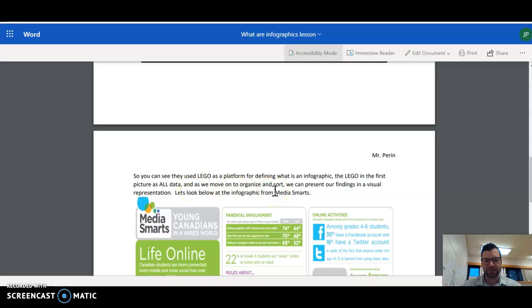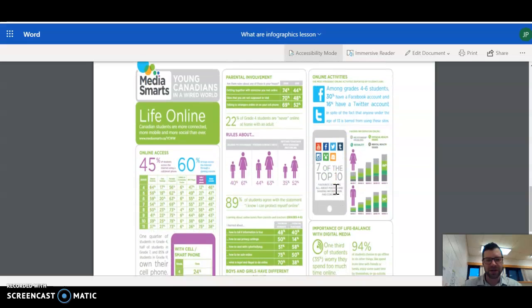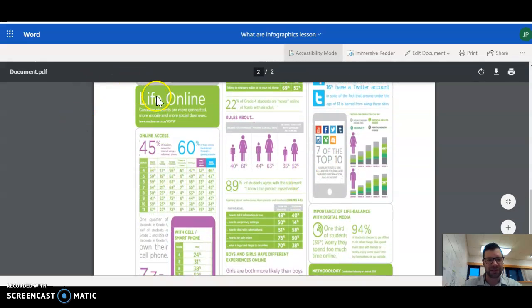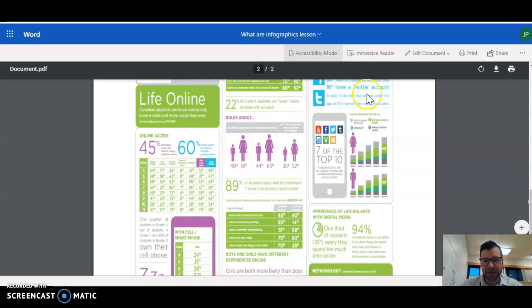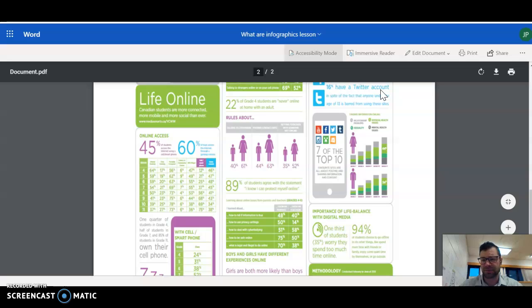Let's look at the infographic below from MediaSmarts. Young Canadians in a Wired World, Life Online. Canadian students are more connected, more mobile, and more social than ever. So you can see the different ways that the information is presented. We have people here, like little silhouettes of people. I'm going to try and maybe zoom this in. Nope, okay. Oh, there we go.